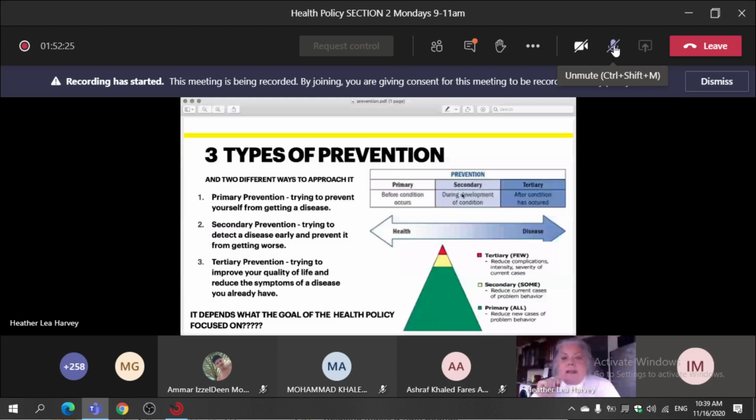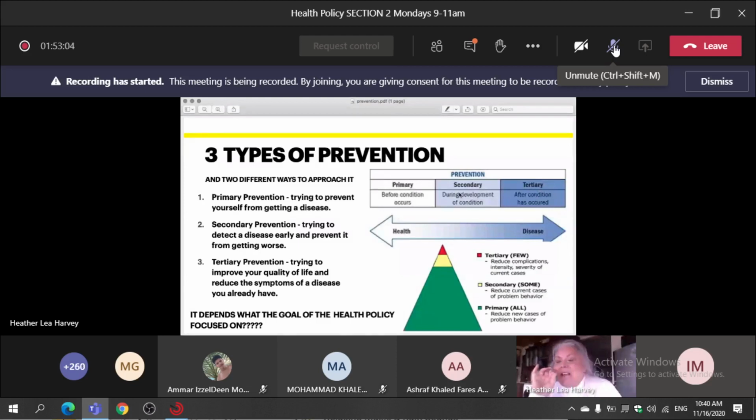So going to physical therapy, having rehab after a heart attack, that would be things that follow in tertiary prevention. Learning how to read Braille if you can no longer see, that would be tertiary. Secondary, having a mammogram for breast cancer. Having a PCR test for COVID is secondary, okay? Those are tests that are designed to detect if you have the disease.